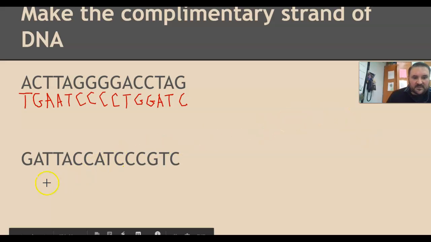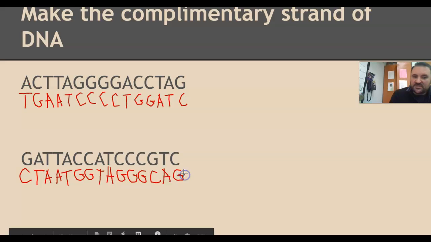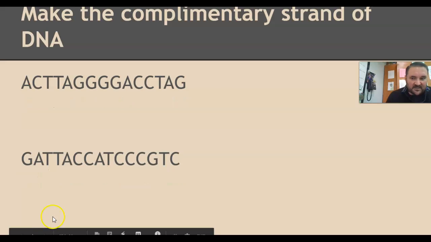Let's try this one. So if you have a G, what goes down here? C. A goes with T. T to A. T to A. A to T. G. G. T. A. G. G. G. C. A. G. Congratulations, ladies and gentlemen, you have just made complementary strands of DNA.